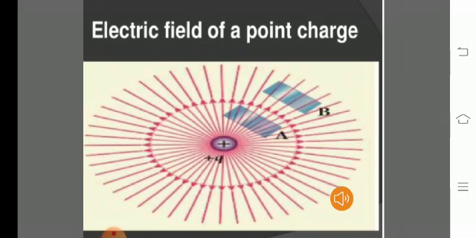You can notice that the number of lines crossing through the area of element A is greater than the number of lines crossing through element B. So from this concept we can conclude that the electric flux of element A is greater than the electric flux of element B. In general, when the distance from the charge increases, the electric flux decreases. Okay students, I give the explanation here.